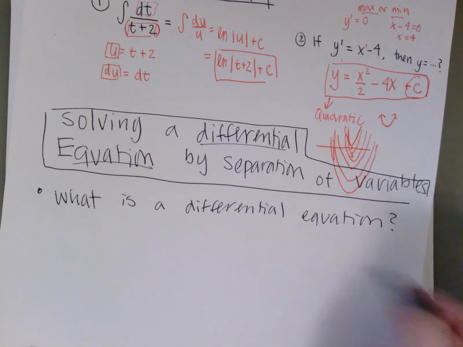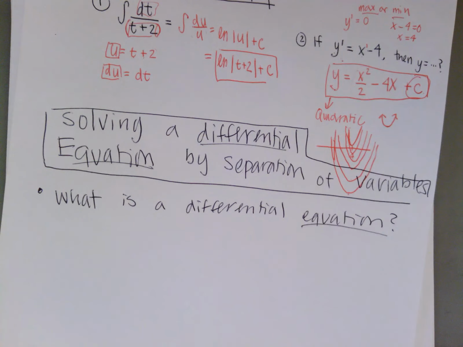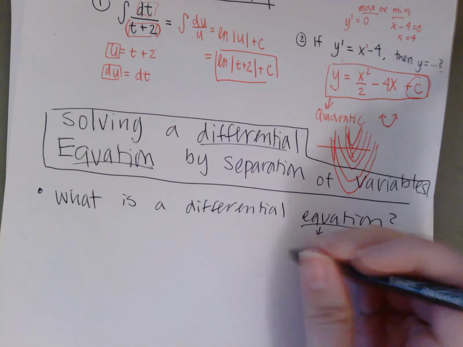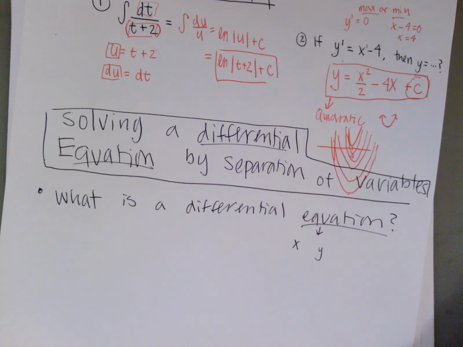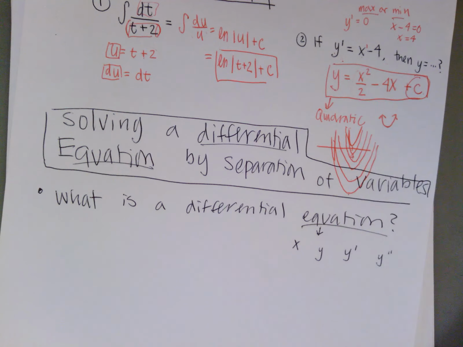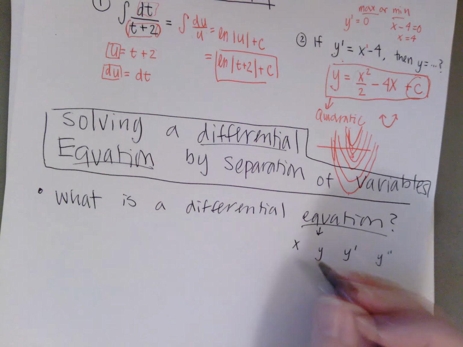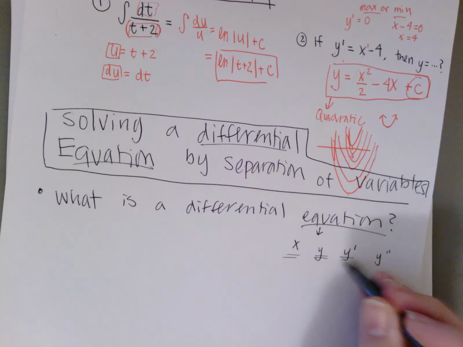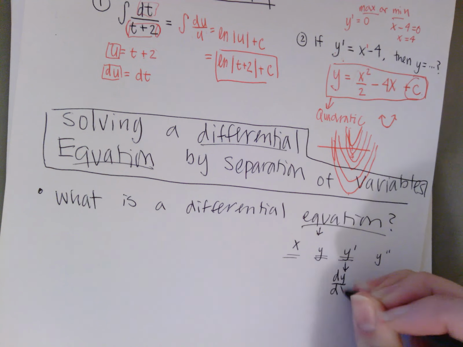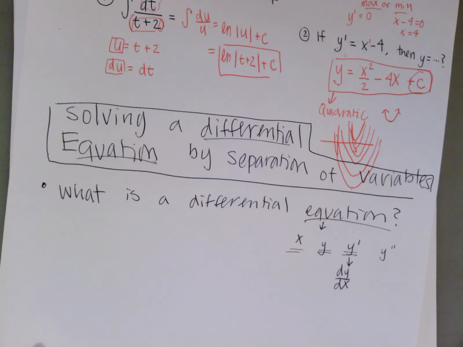A differential equation is, as its name suggests, an equation. And a differential equation can involve derivatives, independent variables, and dependent variables. So a differential equation is going to be an equation involving x, y, y prime, sometimes y double prime, and sometimes higher order derivatives. We're typically going to be focusing on ones that just have x, y, and y prime. Although in this case, y prime, we're going to be calling dy dx. Y prime and dy dx, those are the same thing.